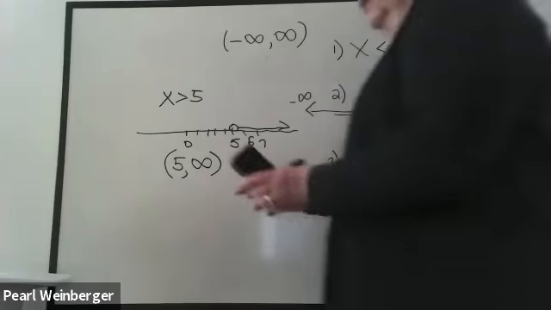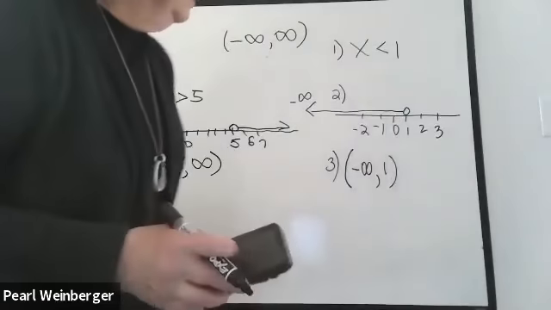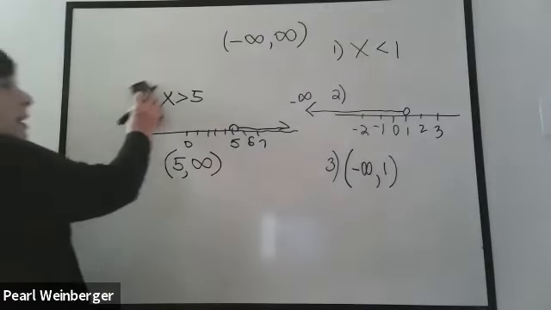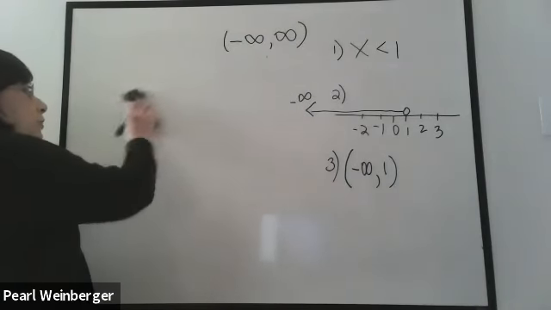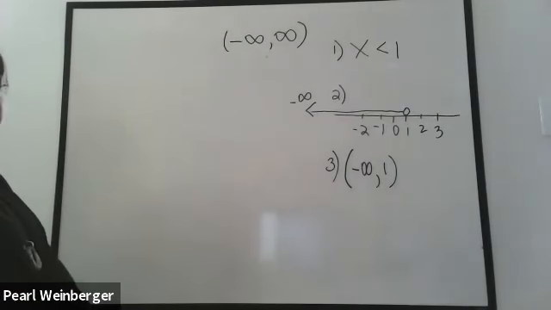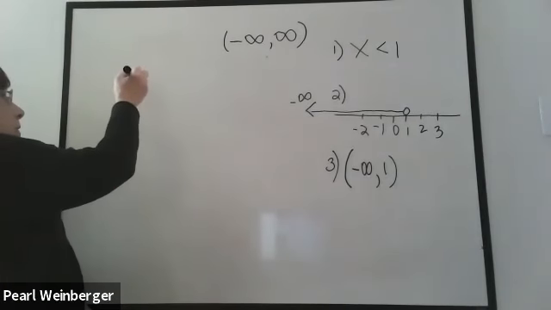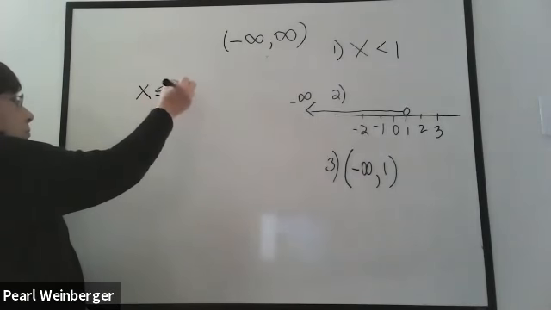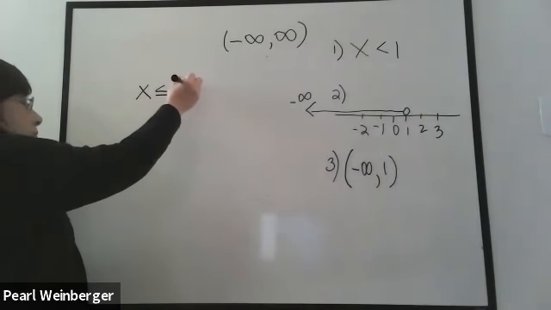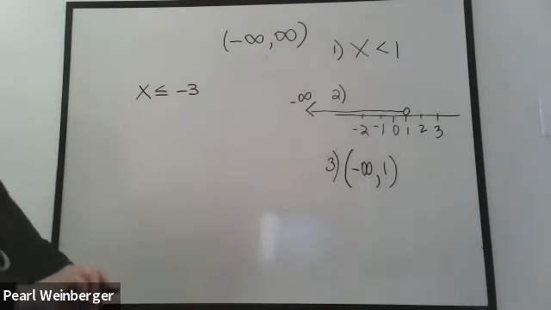Okay, think about this one then. How would you graph and write in interval notation this example? Suppose I wrote x is less than or equal to negative 3. I'll give you a couple of minutes.